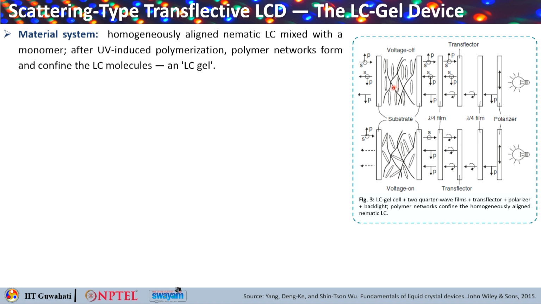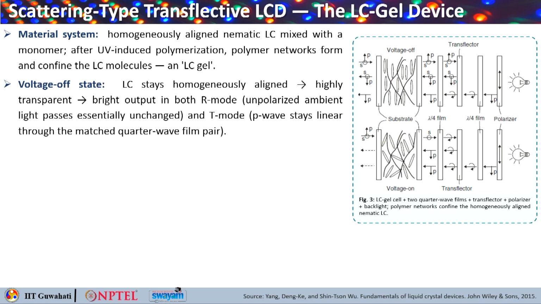So this particular composite structure is called a polymer stabilized or LC gel system. Okay. So let us try to understand how the voltage off or the bright state looks like. When no field is applied, the liquid crystal basically stays in its original uniform homogeneous alignment. So the cell is optically clear with no scattering centers.